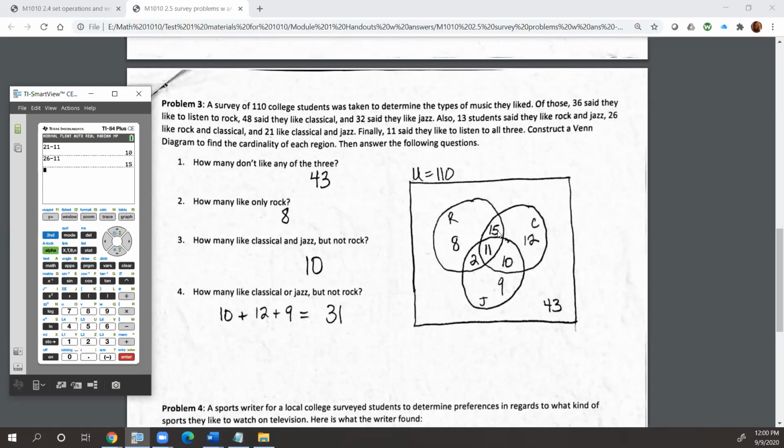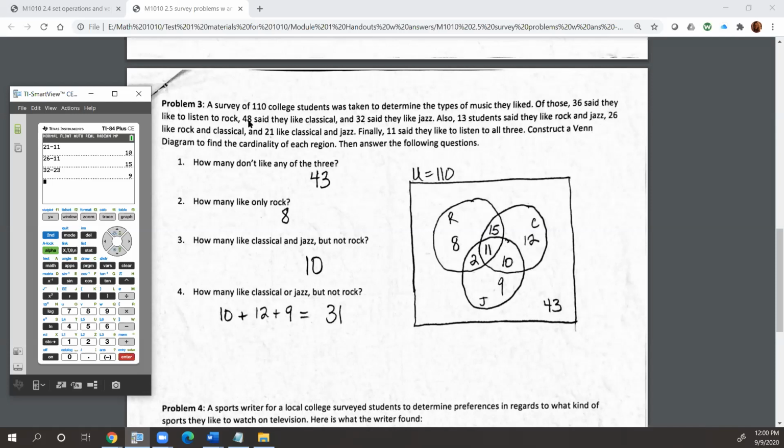What's left are the number of people that liked rock alone. Or if you want, we'll continue to go backwards. We'll start with jazz. So 32 said that they liked jazz. But already represented here is 2, 11, and 10. So that's 23. So we have 32 total minus 23. Let's see, 32 said they liked jazz. 21, 22, 23. So 32 minus 23, right? And so we have 9 students that like jazz alone.